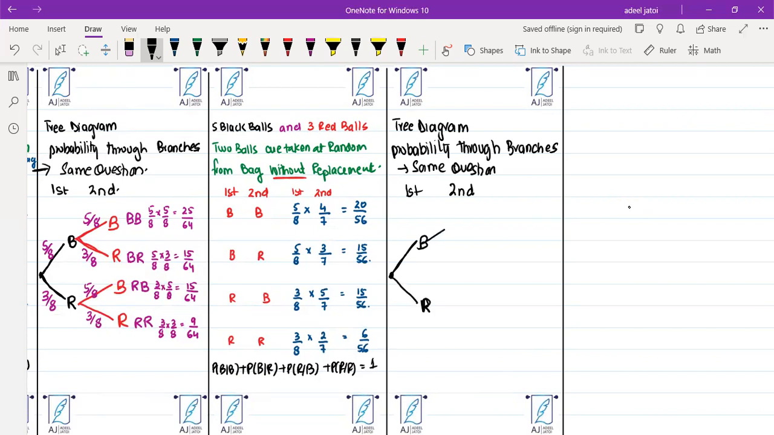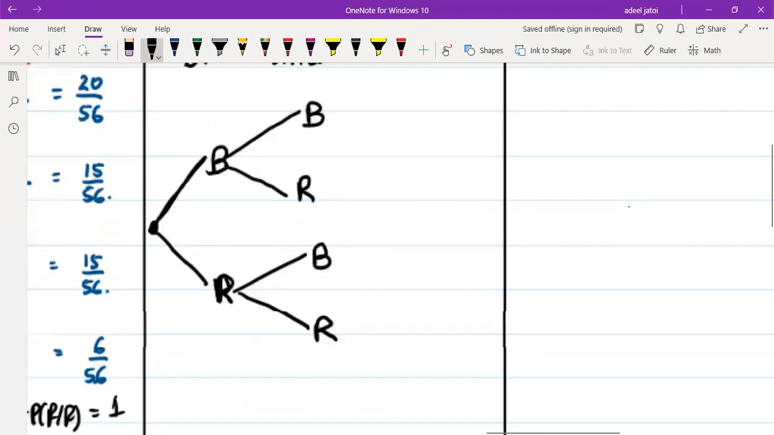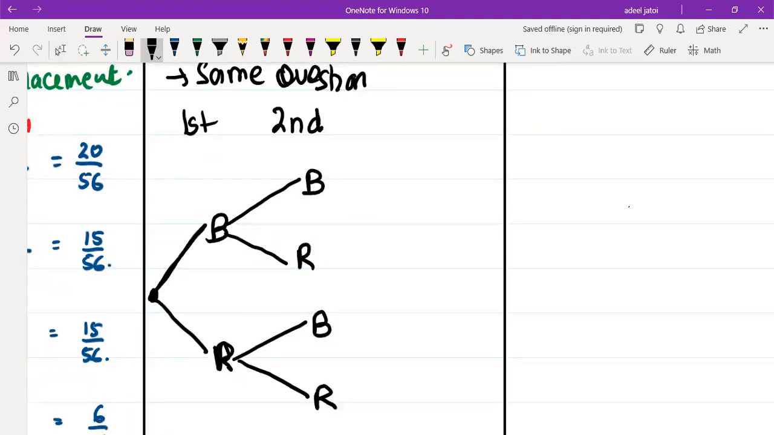If the first is black, the second can be black or the second can be red. From red, your second can be black or second can be red. So that means the probability, since the question is without replacement now, the first is 5 upon 8 as black, and the first will be red as 3 upon 8.